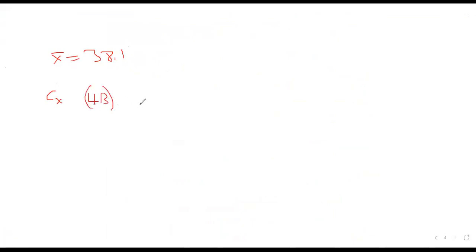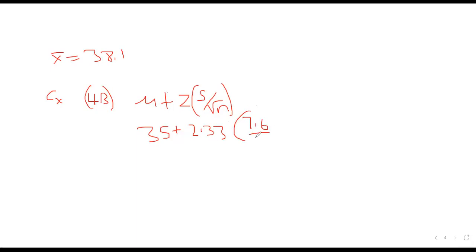Since we're using the upper bound, we simply say mu plus Z times standard deviation over square root of N. Our mu was 35, our Z was 2.33, our standard deviation was 7.8, and our N was 18. So when you compute that, we're going to get our answer as 39.17. This is our critical value.